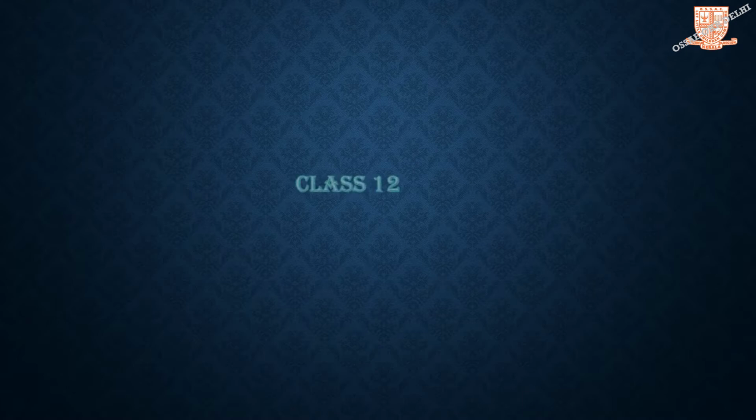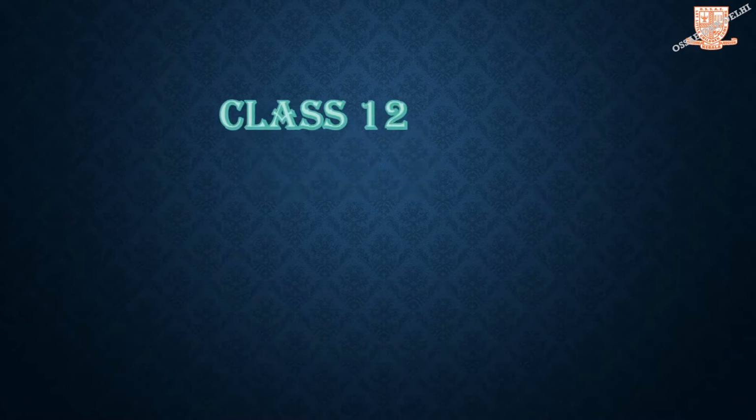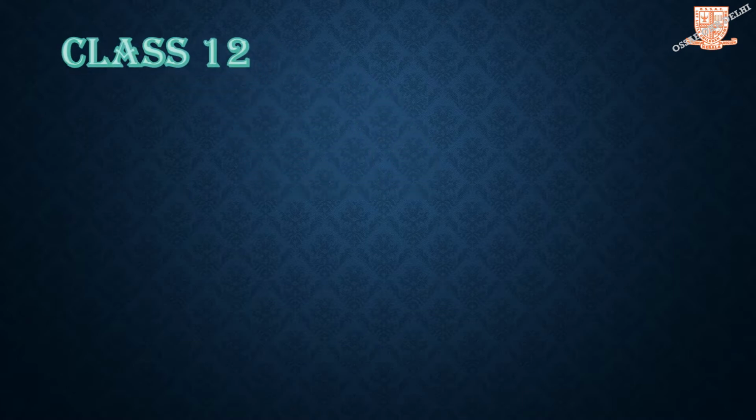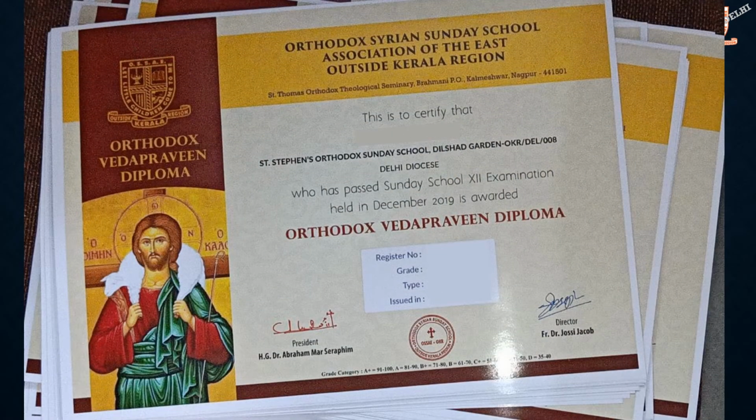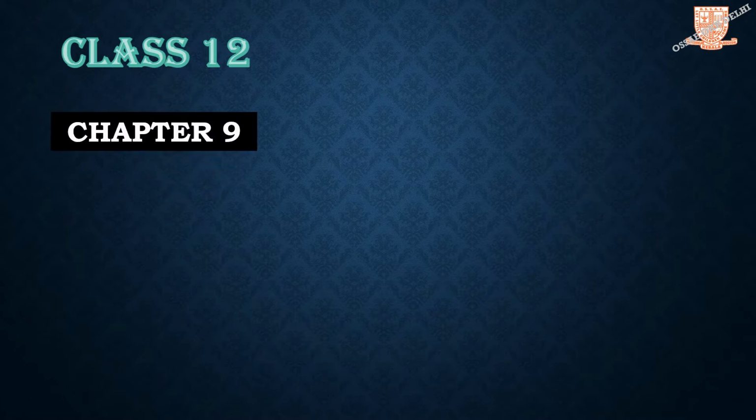As you're perhaps aware, you are undergoing a 2-year learning program in the Tabor category, and by completing Sunday school class 12, you will be awarded with the Orthodox Veda Praveen diploma, thus making you eligible to become a Sunday school teacher. Aiming thus 3 major units with 12 lessons, starting with chapter 9 in your textbooks, relates to learning and teaching in Sunday school.